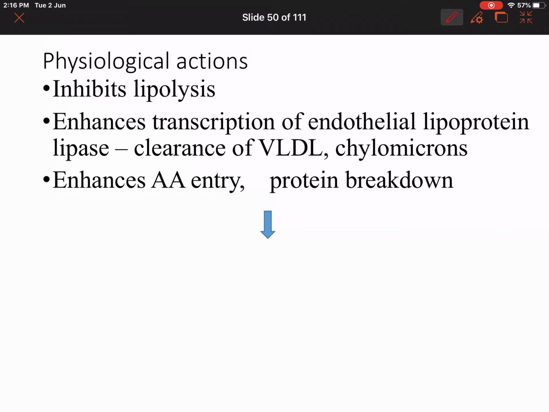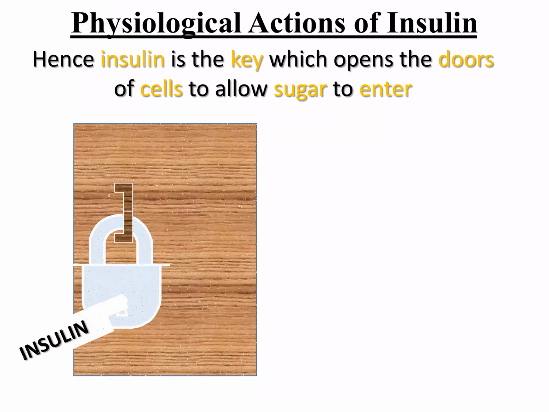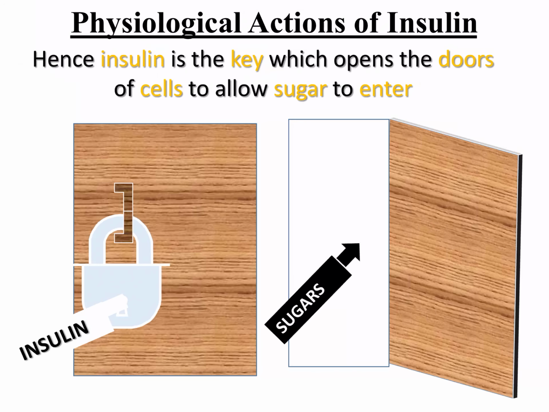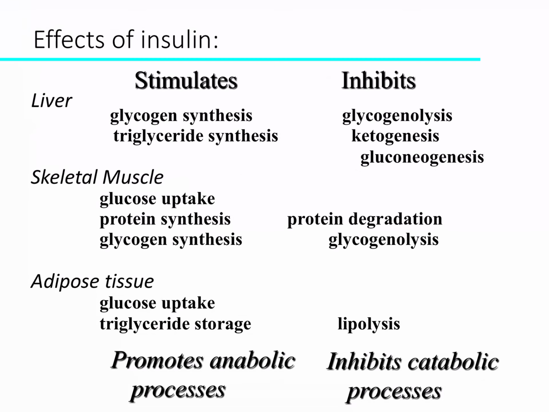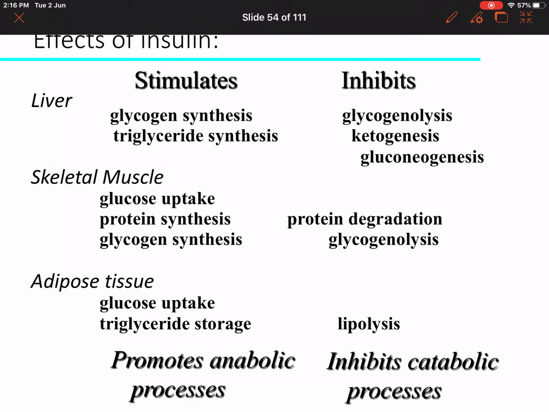So it's going to inhibit lipolysis and decrease protein breakdown. So what is the role of insulin? Insulin is like a key which opens up the door so that the sugar or the glucose enters into the cell. So effects of insulin in the liver: it's going to stimulate glycogen synthesis and triglyceride synthesis. In skeletal muscle: glucose uptake, protein synthesis and glycogen synthesis. Adipose tissue: it promotes glucose uptake and triglyceride storage. So it is basically an anabolic hormone.